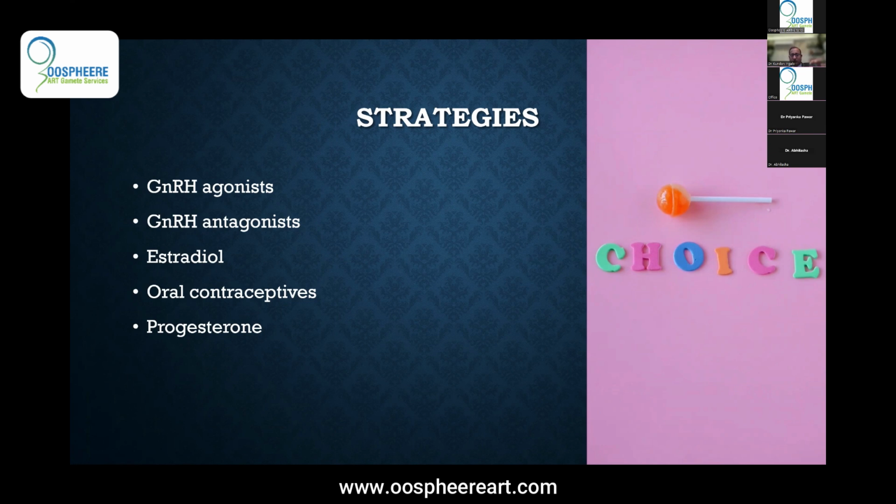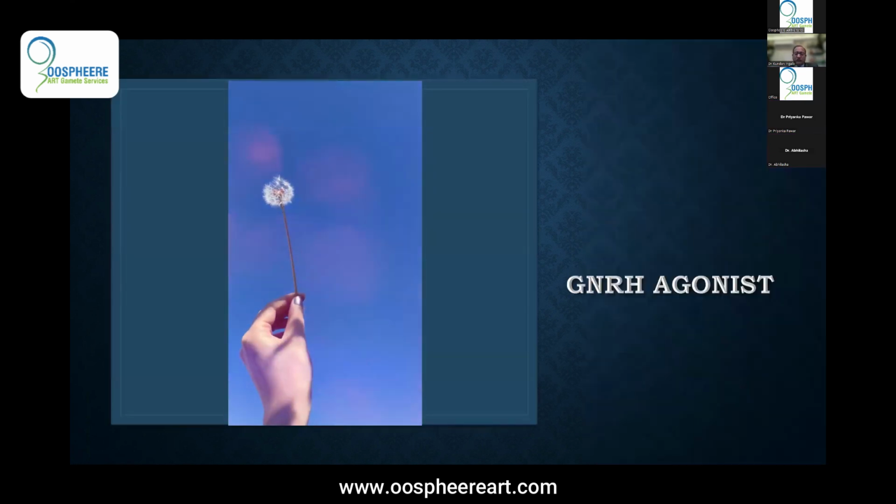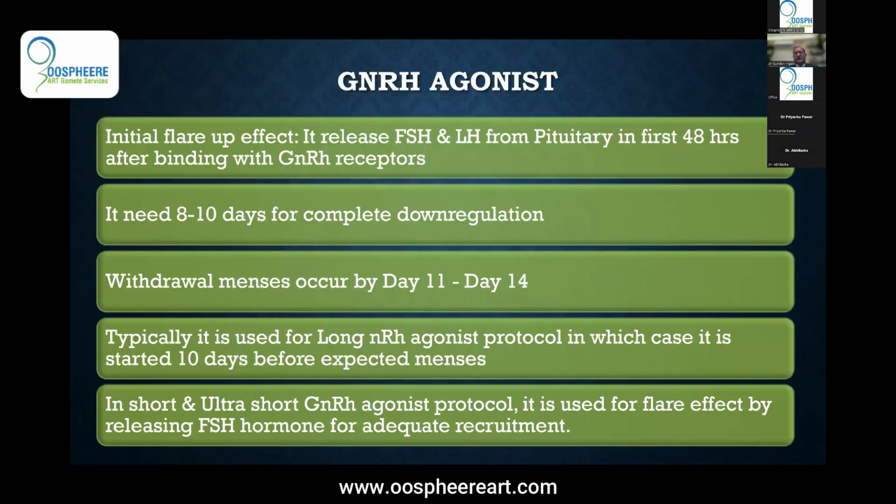Now let's go one by one. So what is a GnRH agonist? We know that when we say agonist, it means it's going to stimulate the receptor. And what we mean by antagonist is that it is going to inhibit the receptor. So there are two differences between these two important molecules. When we give a GnRH agonist to the patient, because it is an agonist, it will go and get attached to GnRH receptors.